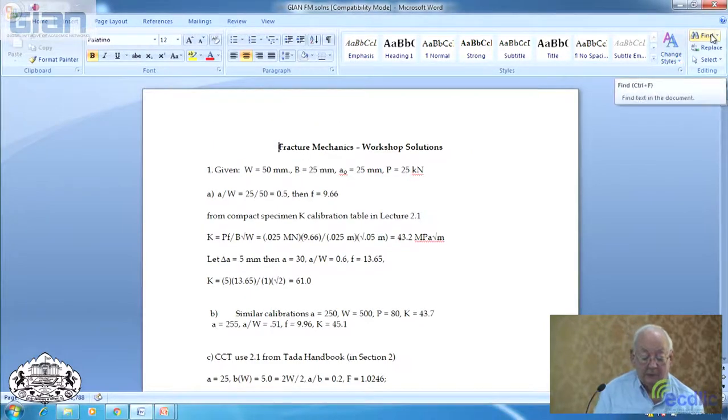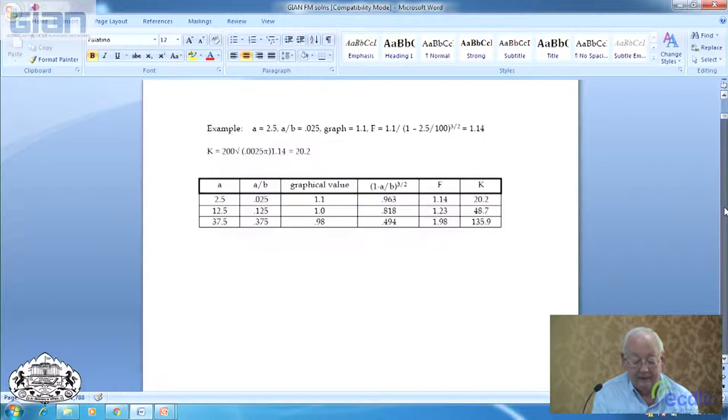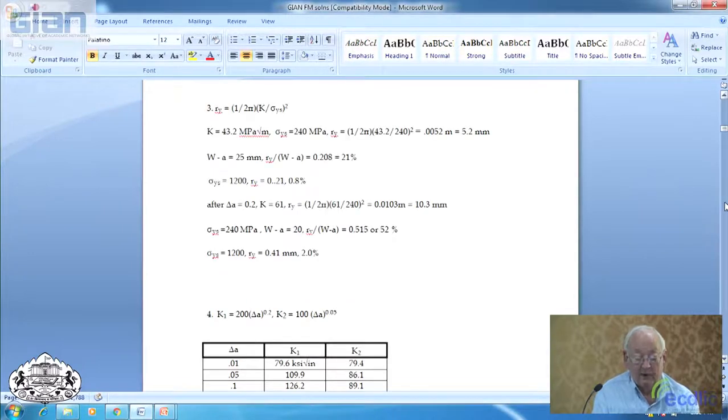The 2K values for problem 1A were 43.2 and 61.0. So I'm going to work with those 2K values and also the two yield strength values. When you're doing plastic zone size, by default use plane stress. So the coefficient out front for plane stress is 1/2 pi. Then inside is K over the yield strength quantity squared.